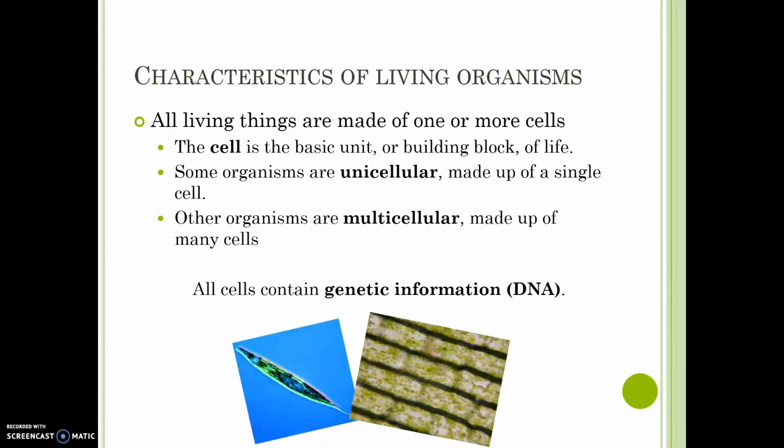So the first characteristic that we're going to talk about in more detail: all living things are made of one or more cells. The cell is the basic unit or building block of life. We have 2 types of organisms and these are vocabulary words that you need to know. Unicellular is an organism that is made up of a single cell. Uni means single or one, and so a unicellular organism is a single-celled organism. And then we have multicellular. Multicellular organisms are made up of many cells. Multi means many, and so a multicellular organism is a many-celled organism. And all cells contain genetic information or DNA.